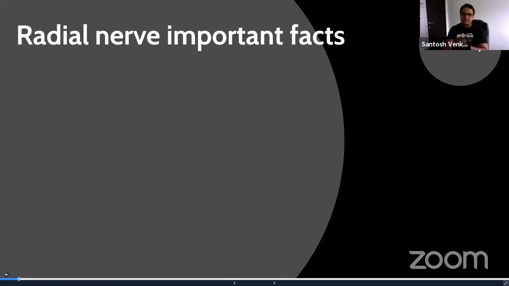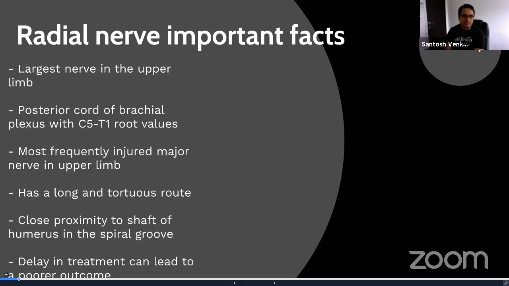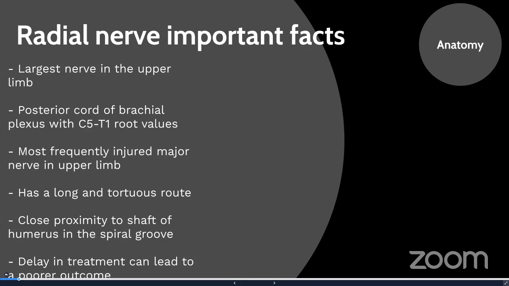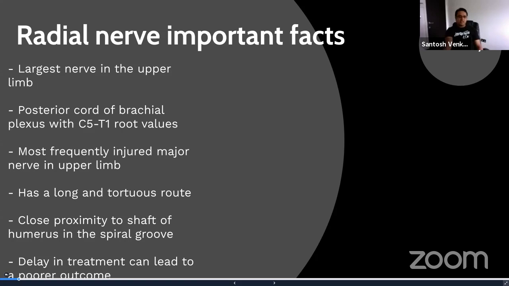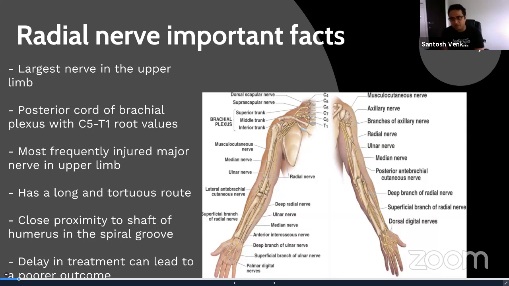So important things about the radial nerve: it's the largest nerve in the upper limb. It arises from the posterior cord of the brachial plexus from C5 to T1, so all the roots of the brachial plexus contribute to the radial nerve. It's the most frequently injured nerve in the upper limb. It has a very long and tortuous route. It's quite close to the humeral shaft, and delay in treatment can lead to a poor outcome. So we are focusing on the radial nerve today, and on how to deal with a patient who has a radial nerve problem in the exam scenario.